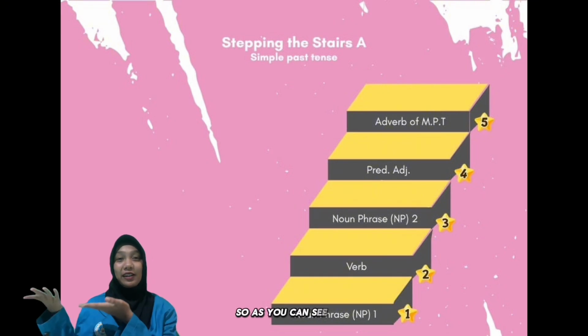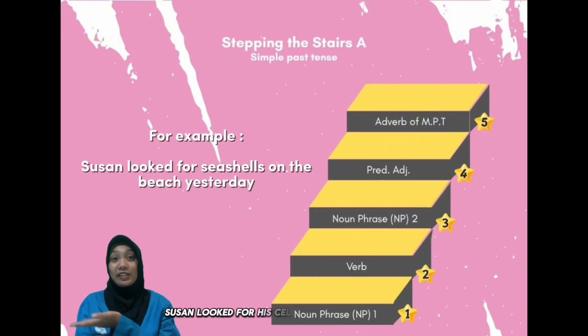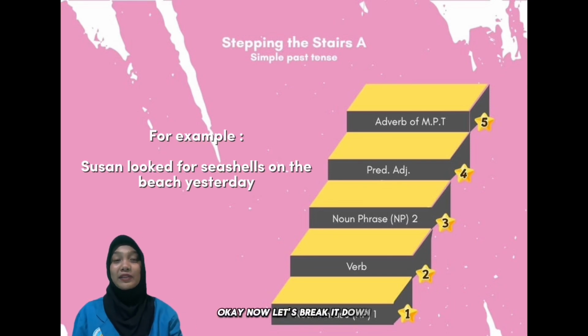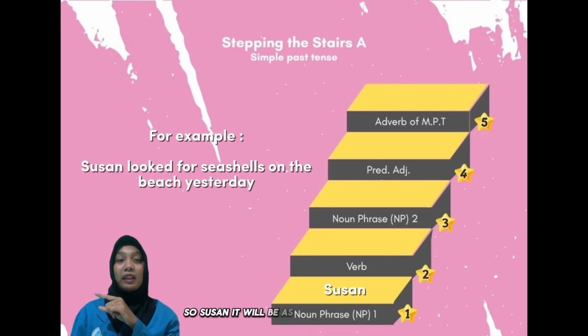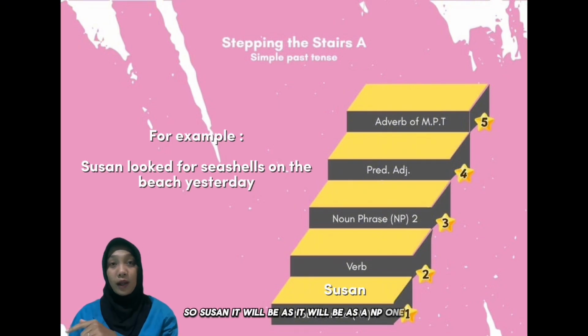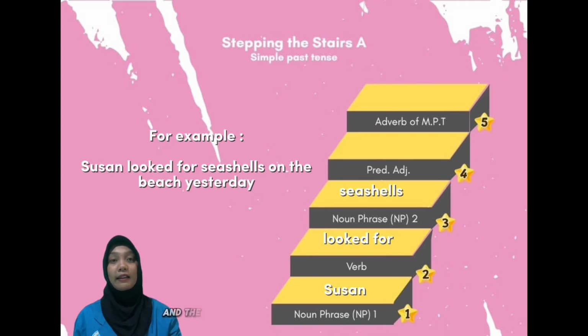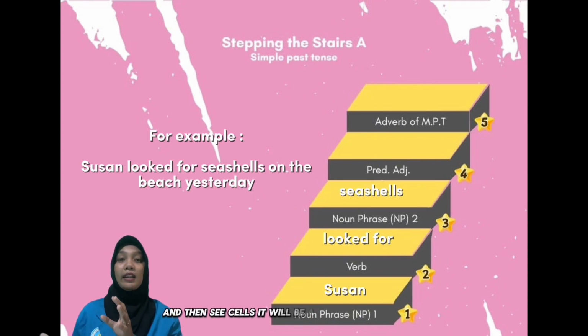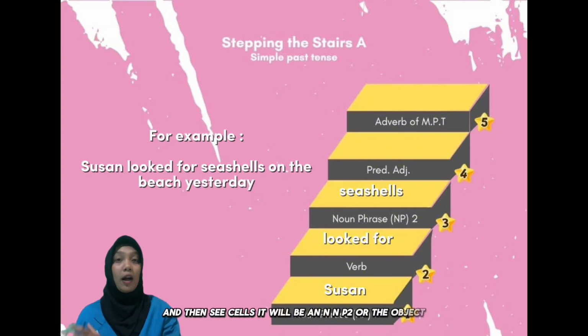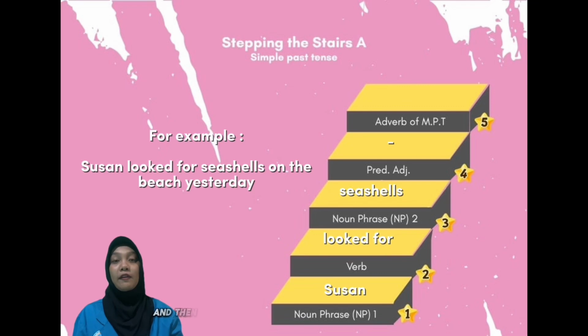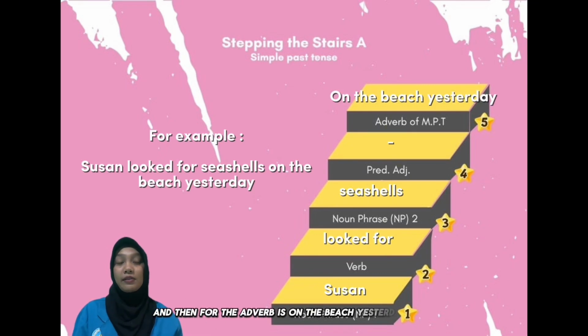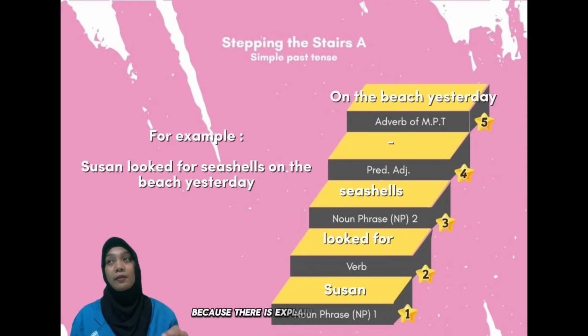As you can see here, Susan looked for herself on the beach yesterday. Okay, now let's break it down. Susan will be NP1, and then looked for will be the verb 2, and then herself will be an NP2 or the object, and then in that sentence there is no predicate adjective, and then the adverb is on the beach yesterday, because it explains the place and also the time, yesterday.